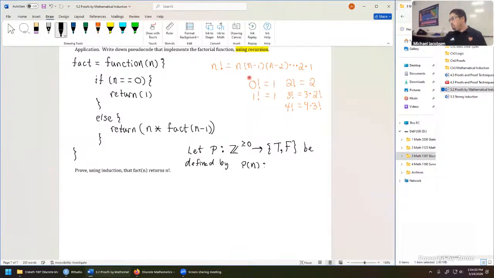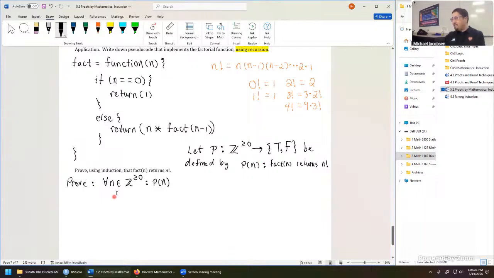P of n is going to output either true or false, depending on this statement. We're hoping it's always true, and it's going to be the statement that fact n, where fact is just our shorthand for factorial, fact n returns n factorial. So there's our predicate function, and what we're really trying to prove is that for all n in the domain of discourse, z greater than or equal to 0, P of n is true.